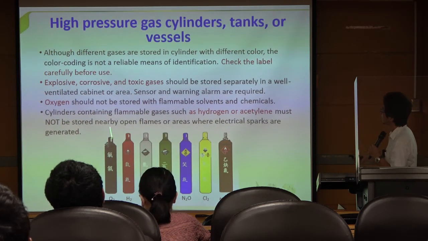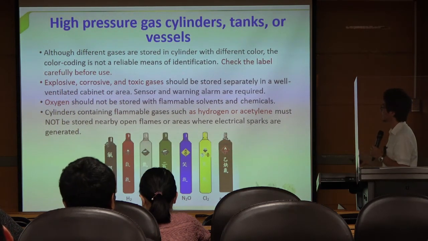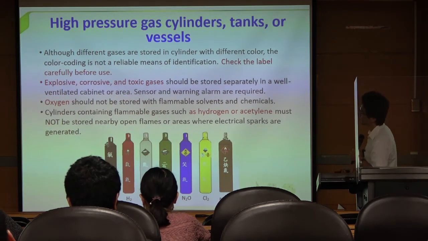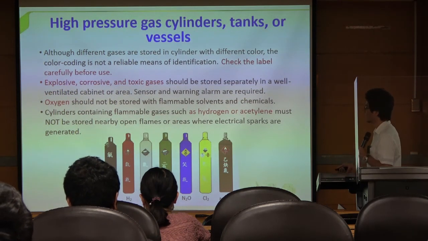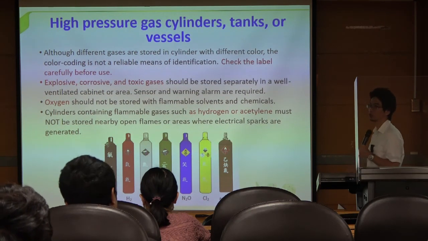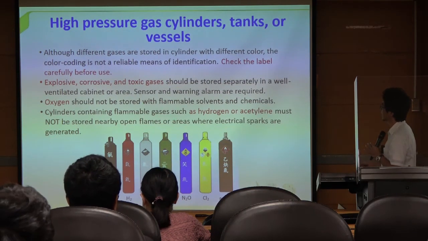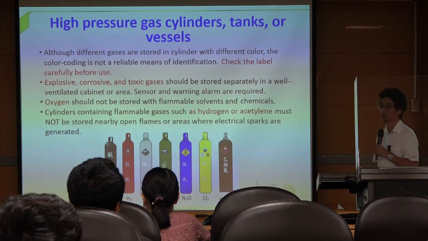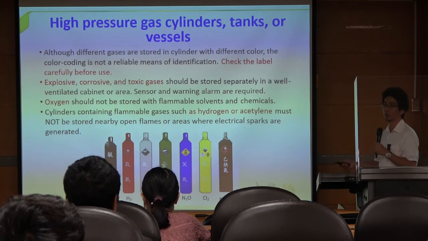So those cylinders may be explosive and corrosive, and usually they are toxic gases. You may ask why they are toxic, because the nitrogen gas will be 99.99% purity. So in that high concentration, it's very toxic for your human body. Especially oxygen should not be stored with flammable solvents and chemicals. I think you should check in your laboratory if you have any oxygen cylinders, because it is very dangerous.